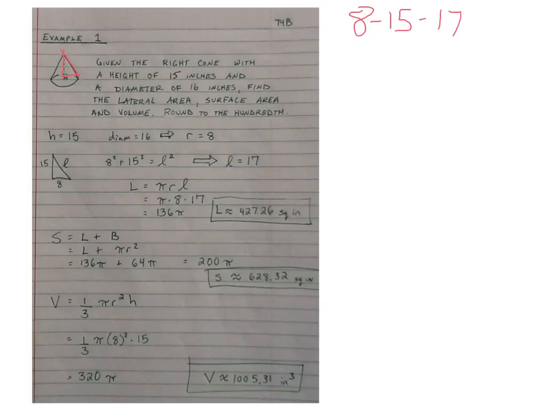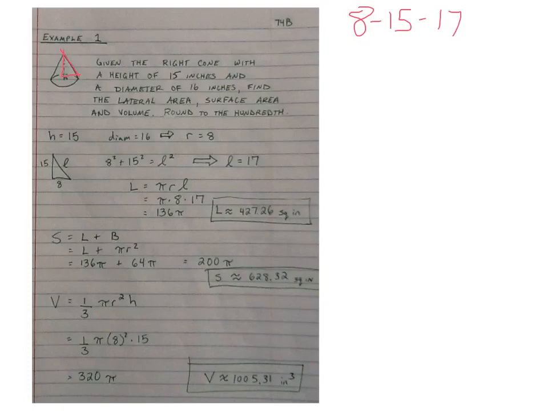So our lateral area is pi r L. We plug in the value of r equals 8, and we plug in the value of slant height equals 17. So pi times 8 times 17 is equal to 136 pi, or approximately 427.26 square inches.